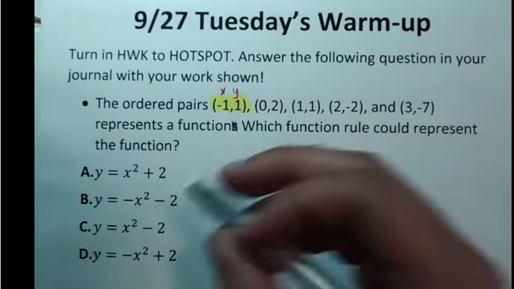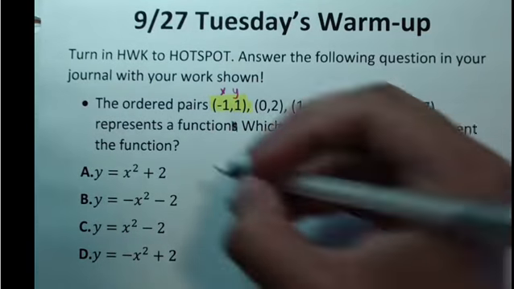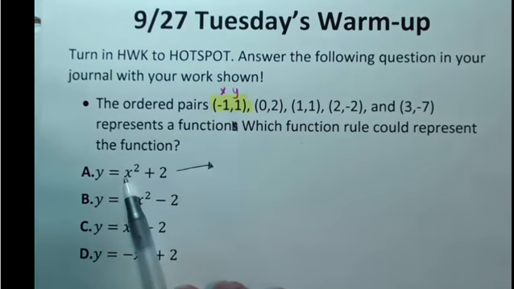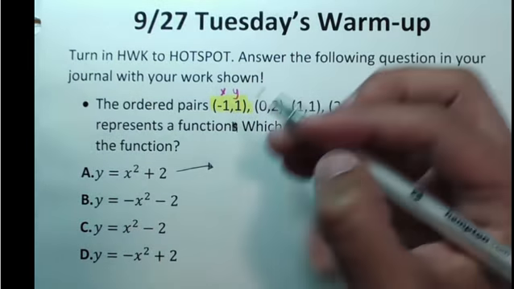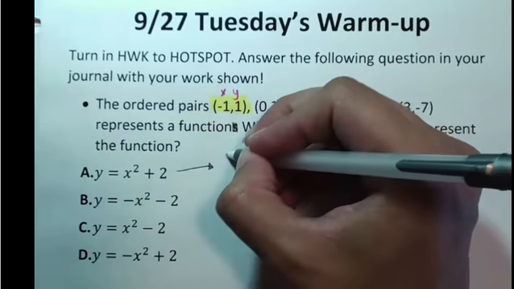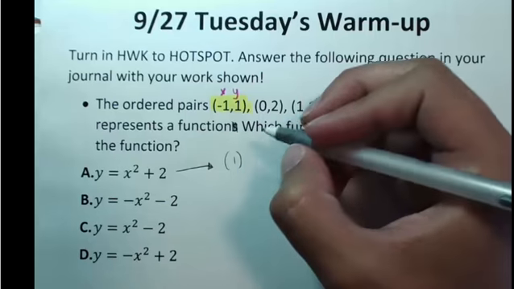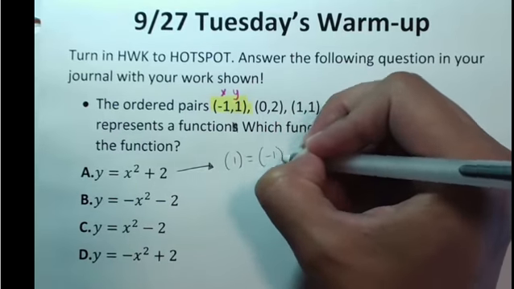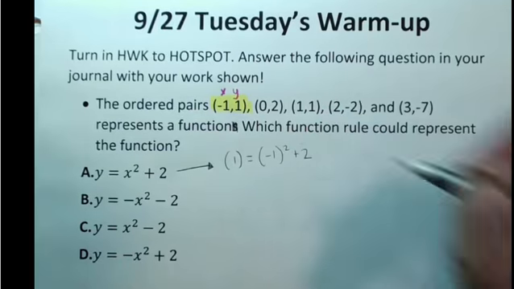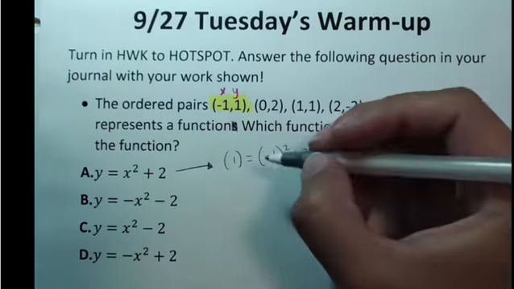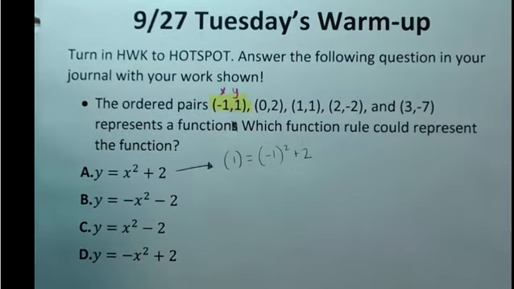So if I look at this first problem, I'm going to plug in -1 in place of the x, and remember when I do that I put that in parentheses, and 1 in place of the y. And if it comes out to be a true statement, I know that point is in this function. So I'm going to use my calculator.